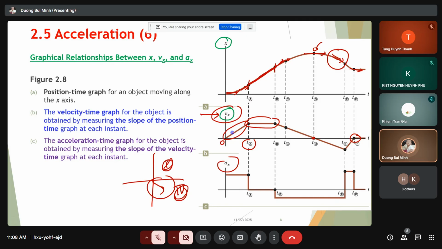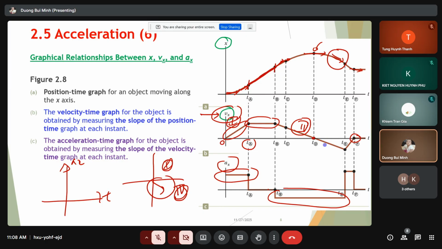Here this is positive velocity, so Ax is constant and positive. Here this is constant 0. And this one, look, if here is Ax versus t, this one is the first quadrant. This one is the fourth quadrant, so Ax will be negative. Then here first quadrant again, and Ax is positive. Do you understand?